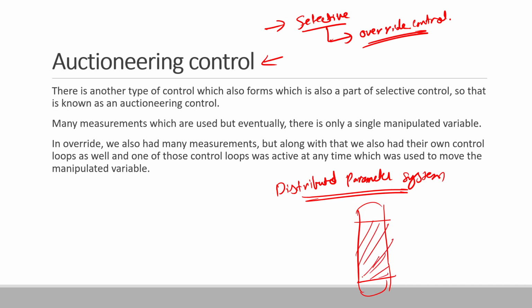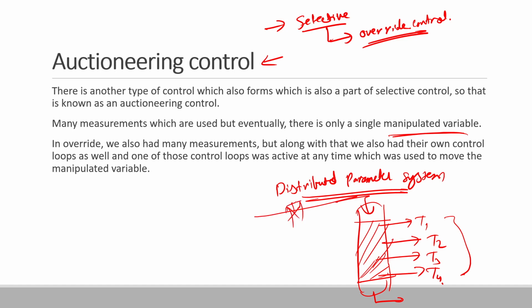What we can do is have a temperature sensor over here T1, temperature sensor over here T2, temperature sensor over here T3, temperature sensor over here T4. That is, we have many measurements, in this case 4 measurements. If we have only a single manipulated variable, that is, if we consider the feed fluid as the input, then we have a single manipulated variable, the feed fluid, and these 4 measurements. Out of these 4 measurements, which should we use in order to control the process? That is what we will do by auctioneering control.